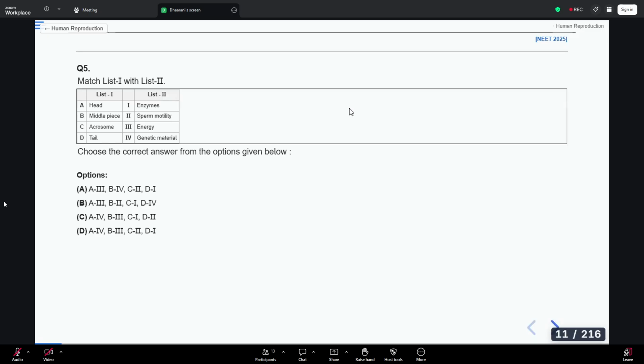Okay, easy question only. You have to match list 1 with list 2. List 1: head, middle piece, acrosome, tail. It's a structure of the sperm, right? And list 2: enzymes, sperm motility, energy, genetic material. So you have to match list 1 with list 2. Okay, option C. Saksham has already given the answer. So you have to match: what is the purpose of having a head? What is the use of middle piece, acrosome, tail?